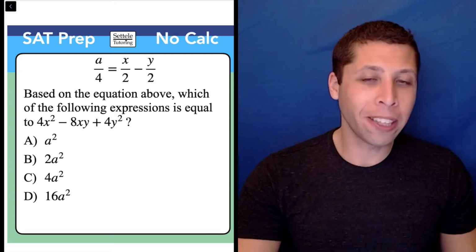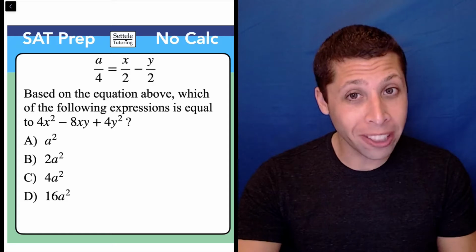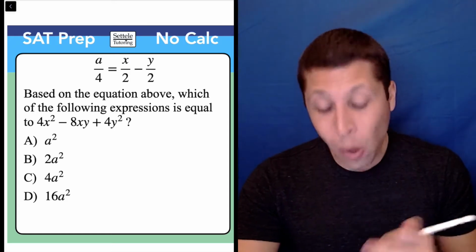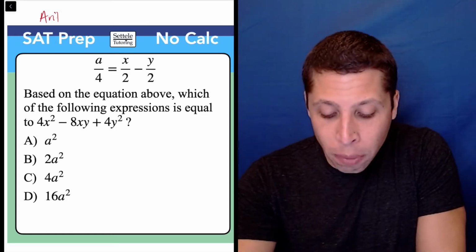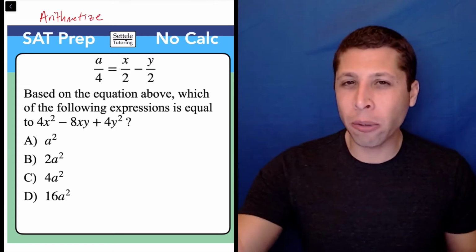We can see very quickly in this question that there are 3 variables. That's a lot. That's more than we usually see in school. So to me, this question screams arithmetize. Let's make these variables disappear, especially since they don't seem to matter, right?